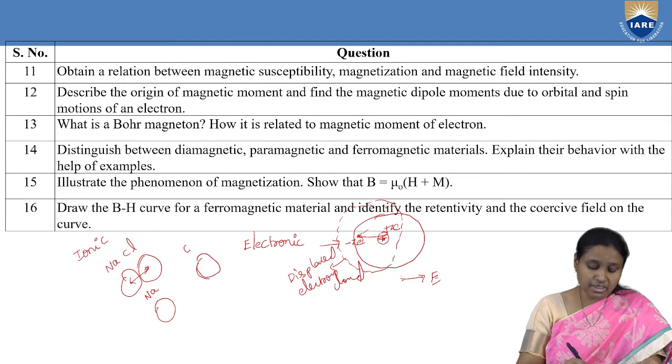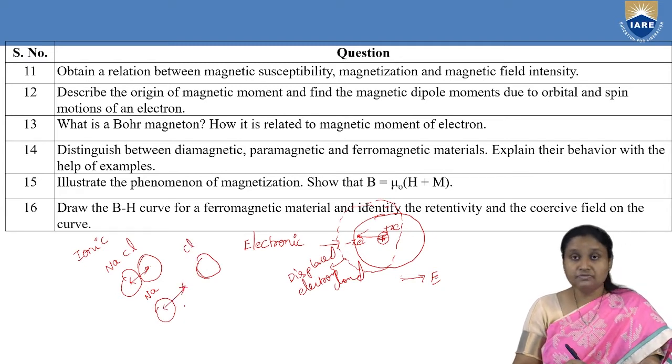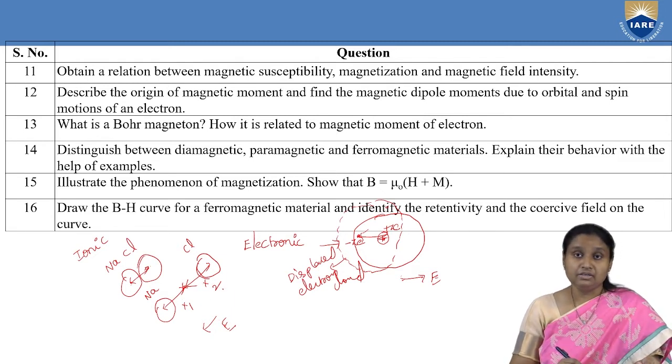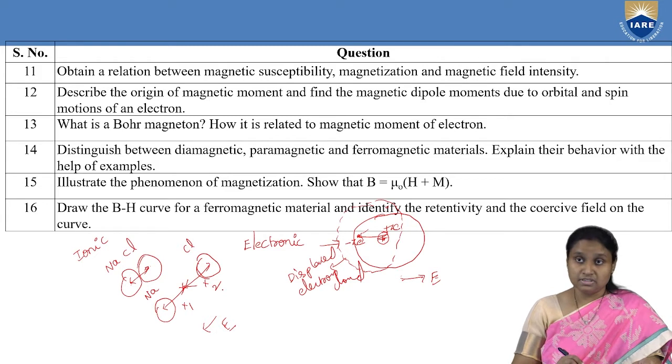So this is our chlorine atom, and here we can observe that the positive and negative ions are displaced by distances x1 and x2. This displacement of ions on application of an electric field, generally if this is our electric field direction, then positive ions are going to move in the direction of the electric field, and negative ions in the direction opposite to the electric field. This is called ionic polarization.